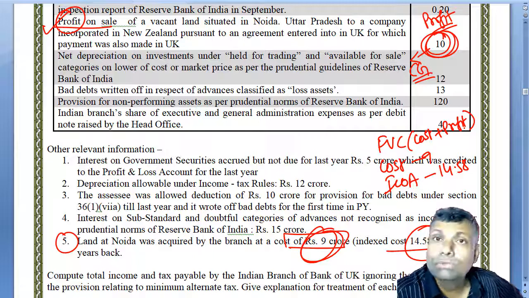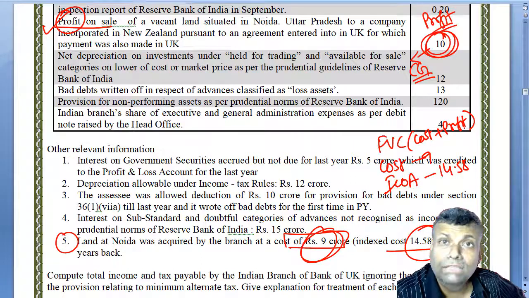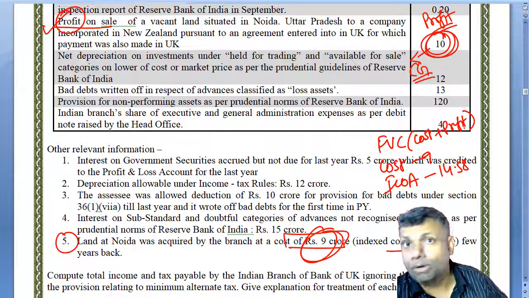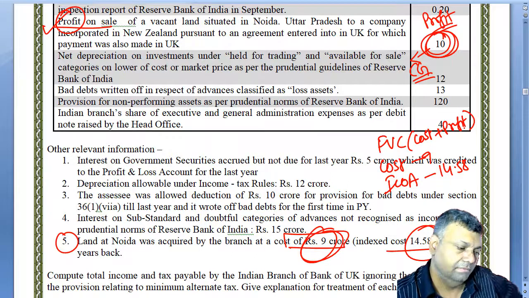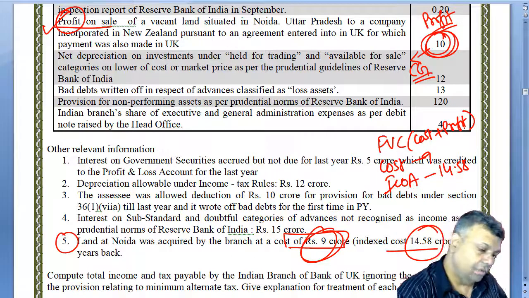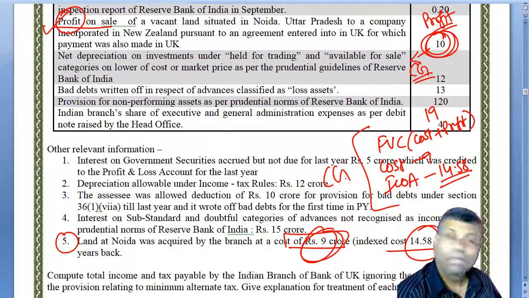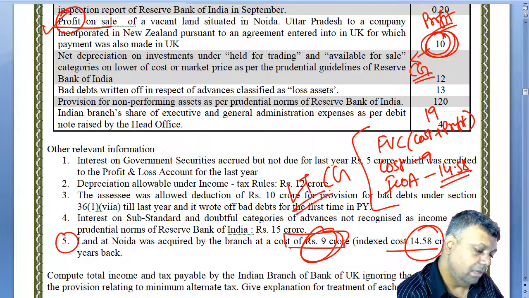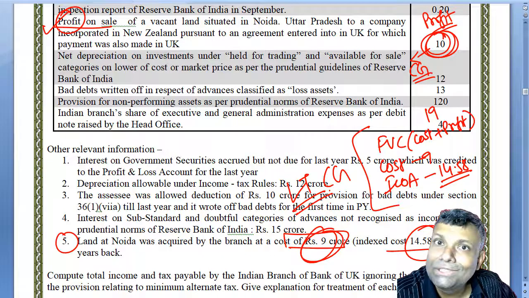Because the 10 crores which is printed in the question is not a selling price. The 10 crores is printed as profit on sale of. So in your profit and loss account, you have credited only the profit. The correct entry you have passed. So your sale price is 19 crores. Then your index cost is 14.58 crores. And this difference is going to be your capital gains. It is going to be a long-term capital gain, and the long-term capital gains will be subjected to the special rates of tax.